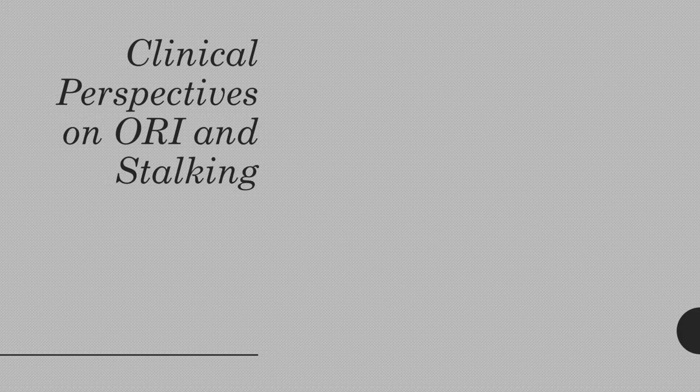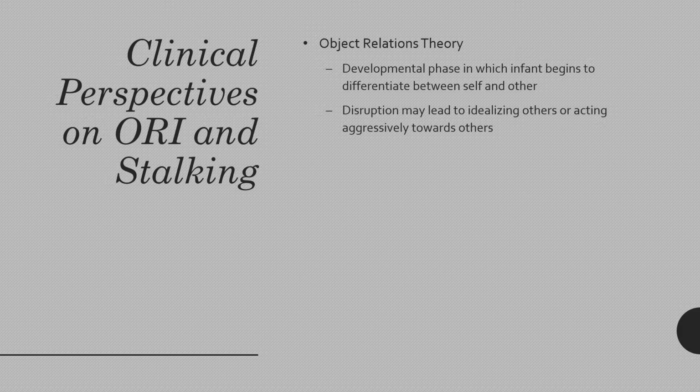So previously, perspectives on ORI and stalking have been more psychological based. One of the first ones is object relations theory, and it states that there's a developmental phase in which an infant begins to differentiate between self and other objects. And not all other objects are created equal. There's the primary object, which tends to be the primary caregiver. So when this process is disrupted, it may lead to them idealizing others or fixating on them, because this initial relationship with the other object that they first experienced was disrupted.